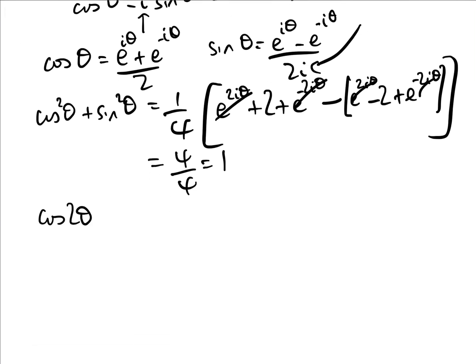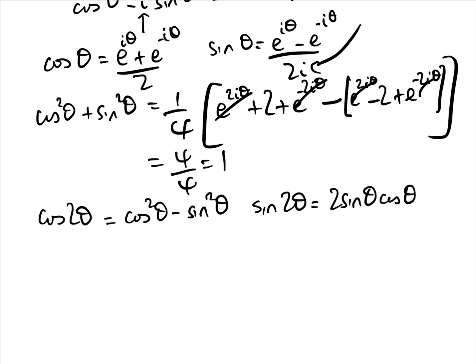We'll do cos 2 theta and sine 2 theta. Well, we know that cos 2 theta is cos squared theta minus sine squared theta in the real world, and we know that sine 2 theta is 2 sine theta cos theta in the real world. How can we prove in the complex world that's also true?